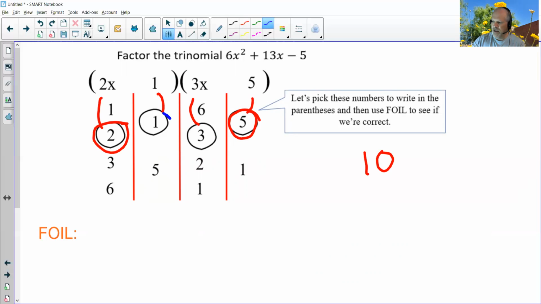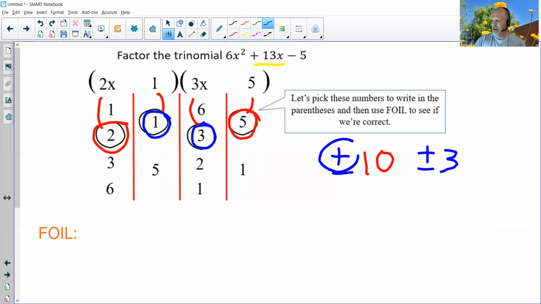Then if I do inside times inside, I get 1 times 3, which is 3. Now remember, when we combine the inside times inside and the outside times outside, we want it to equal positive 13. So what signs would I pick to make 10 and 3 combine together to equal positive 13? I could put a plus or a minus in front of either one of these. Well, clearly it would be positive 10 plus 3, which would give us positive 13.